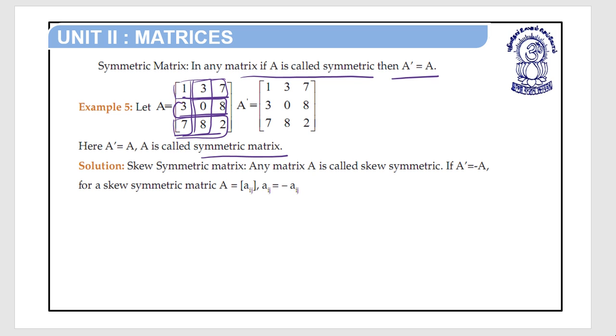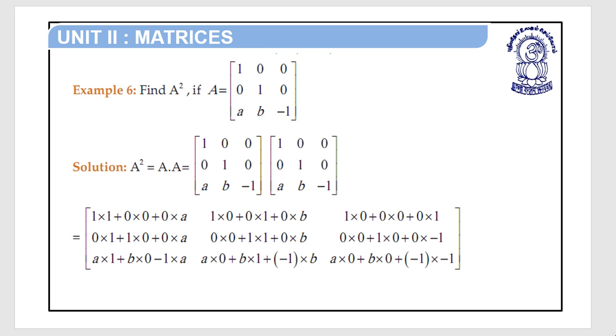Skew symmetric matrix. Any matrix A is called a skew symmetric matrix if A dash is equal to minus A. For a skew symmetric matrix, A is equal to Aij and Aji is equal to minus Aij. So it becomes a skew symmetric matrix.